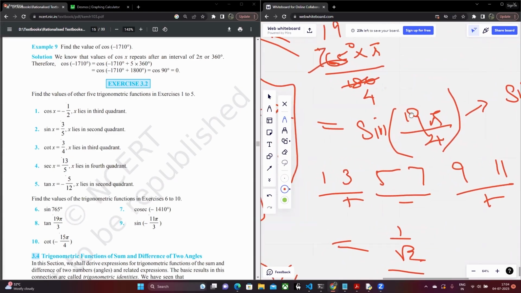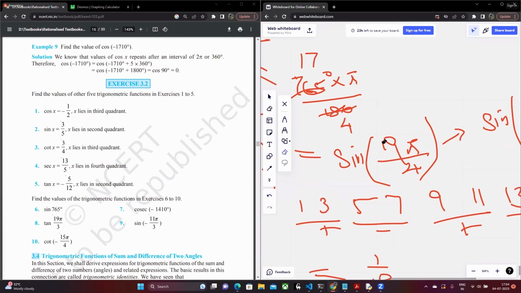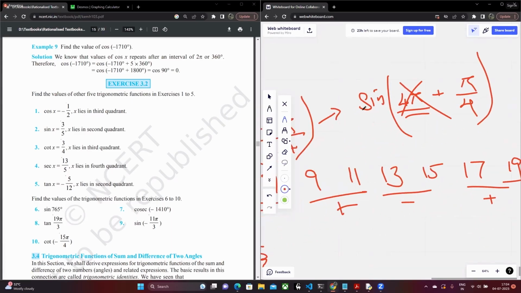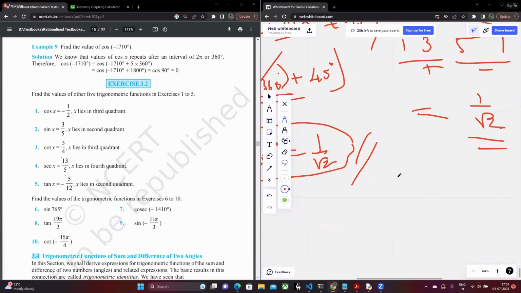Wait a minute. Have I made a mistake somewhere? Yeah, this is not 19, this is 17. Very sorry for that. This is not 19, but this is 17. So over here, I'll just change this to 17, right? And over here, instead of 3, there will be just pi by 4. So I'm left with sine of pi by 4, that is going to be 1 by root 2 anyway. The answer won't change, right?